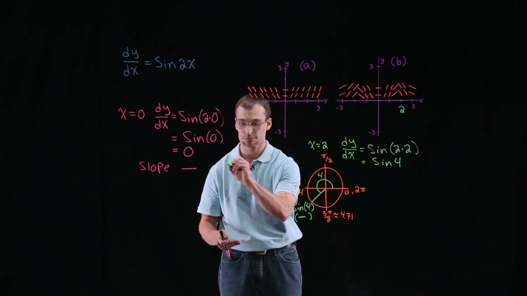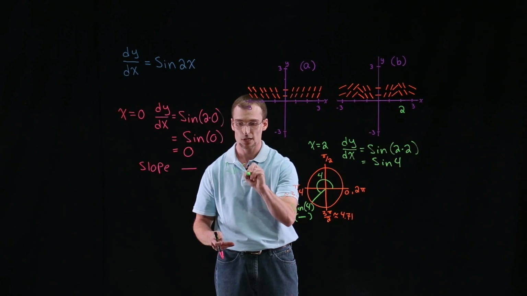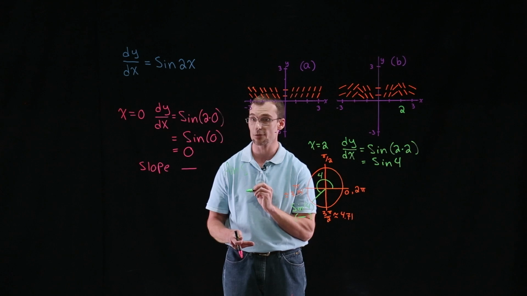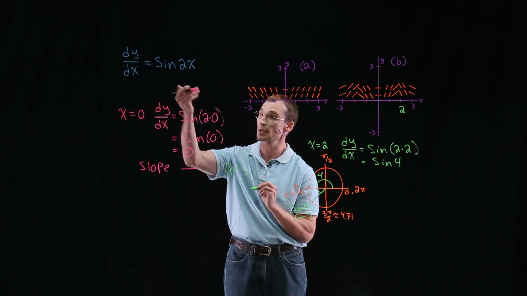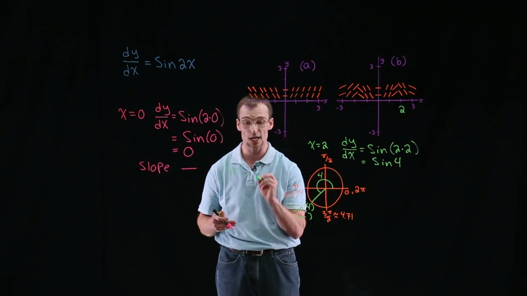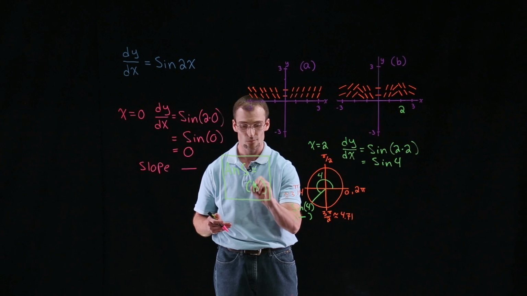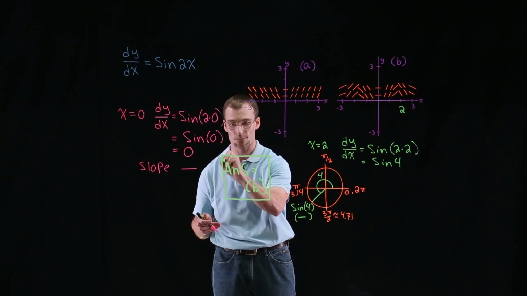So our answer, as far as which slope field matches the differential equation dy over dx equals sine of 2x, is slope field B.